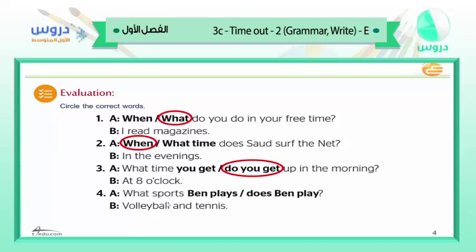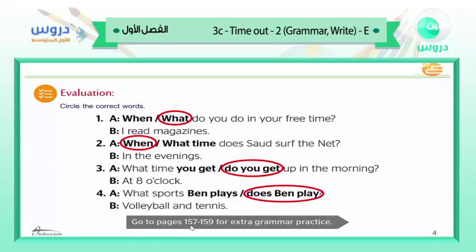Number 4. What sports does Ben play? The answer, volleyball and tennis. With does or without does? It's the same tense, present simple. What do you think? We said this one we should use do, and this one we should use does. Exactly. What sports does Ben play? Volleyball and tennis. Very nice.